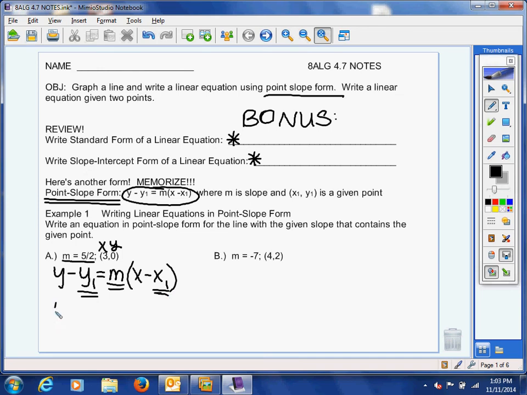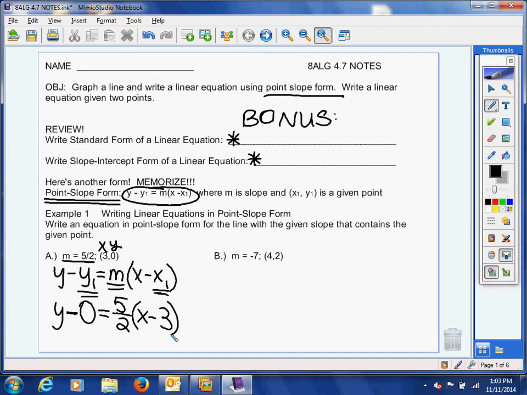Okay, so let's do it. What does that look like? Y minus, okay, well y1 is 0, equals m, well m is 5/2, times the quantity x minus, and x1 is 3. And there's your equation. It really is that simple. All you're doing is plugging in for m, x1, and y1.